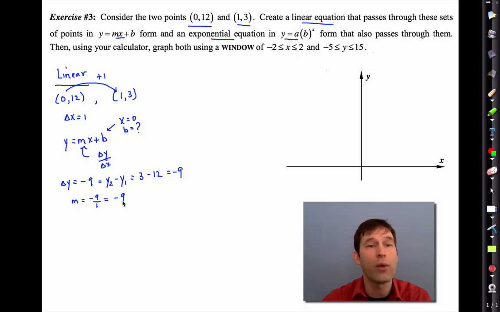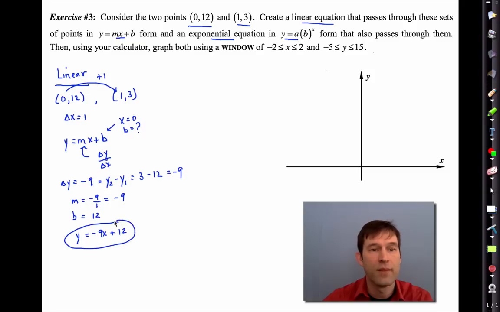We're ready to go, aren't we? We already know what b is. B is the output, the y value when x is 0, so we have it, it's 12. So y is -9x plus 12. All right, great linear model. Time to do some exponential.